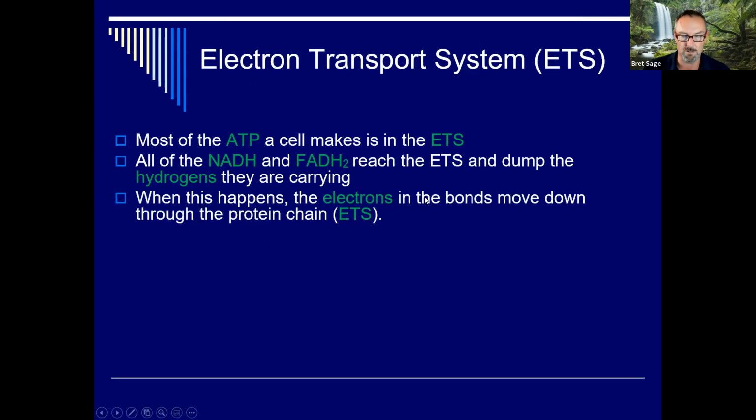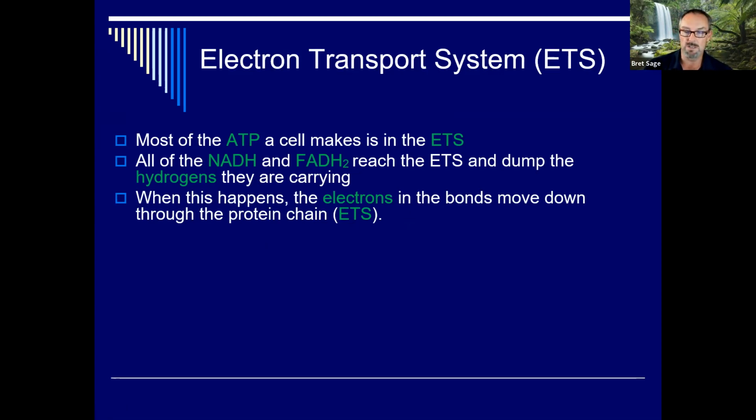When this happens, the electrons in the bonds, that is between the NAD and the hydrogen, there's electrons in there connecting. They move through the protein chain, the electron transport chain. As the electrons flow, it's like electricity. You can do stuff with electricity. In this case, we're going to be pumping hydrogens. The flowing electricity is going to act like a pump, moving hydrogens from where there's fewer of them to where there's more.